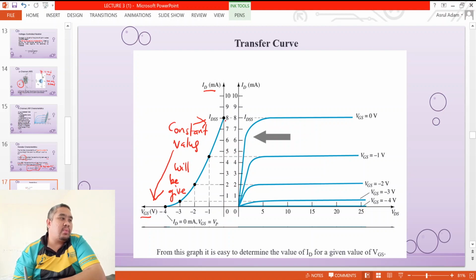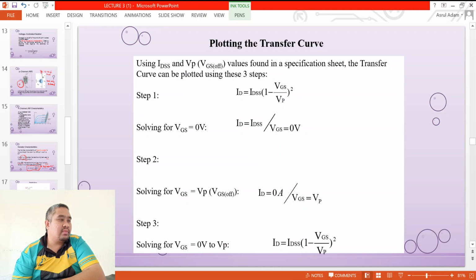So we have to draw this curve, and then relate it with the JFET characteristic. Now this point is VGS equal to 0, this point VGS equal to -1, this one VGS equal to -2, this point VGS equal to -3, and the last one VGS equal to -4. Okay, plotting the transfer curve.